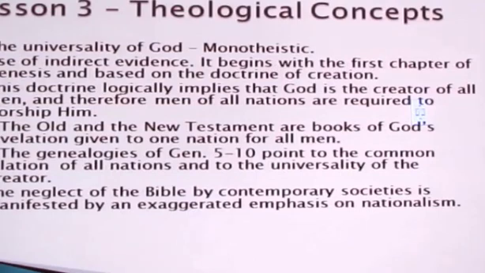Theological concepts. It's very simple. There's the universality of God. Again, the writer is trying to emphasize that the religion in itself is monotheistic. There's a use of indirect evidence rather than direct evidence. And it begins with the first chapter of Genesis. In the beginning, God. And based on the doctrine of creation, this doctrine logically implies that God is the creator of all men, and therefore men of all nations are required to worship Him. The Old and New Testament are books of God's revelation given to one nation for all men. The genealogies of Genesis 5 to 10 point to the common relation of all nations and to the universality of the Creator.